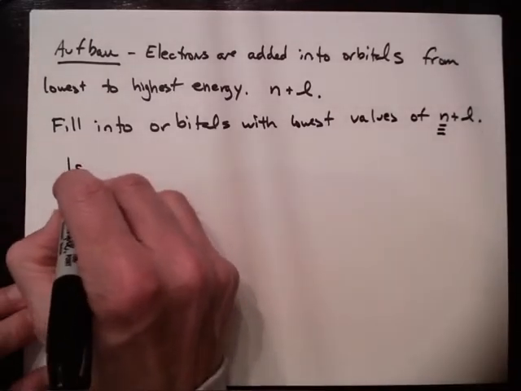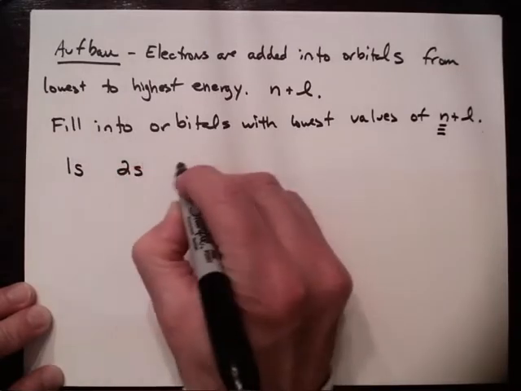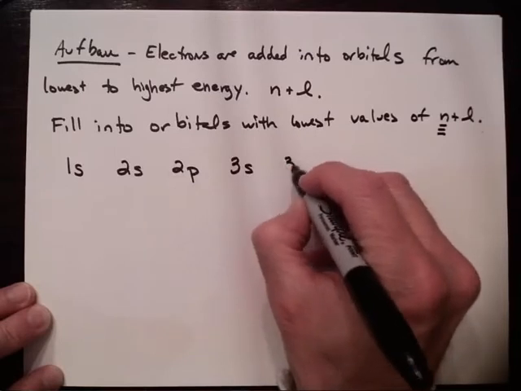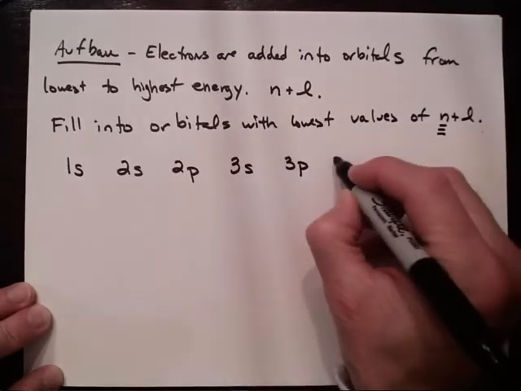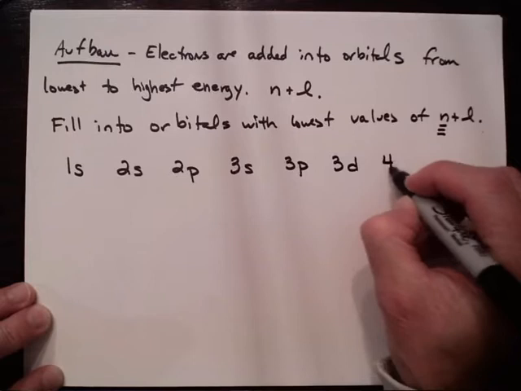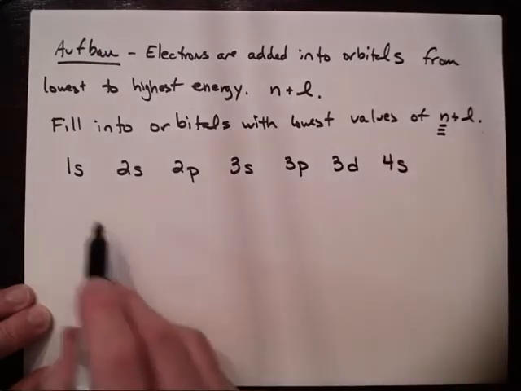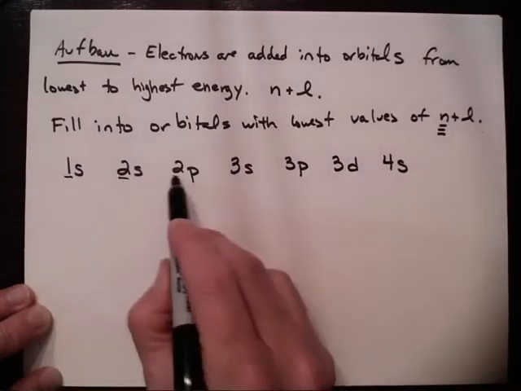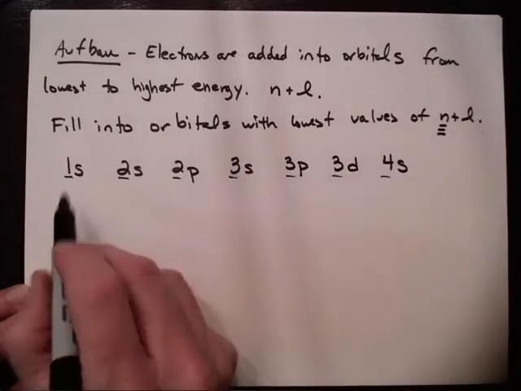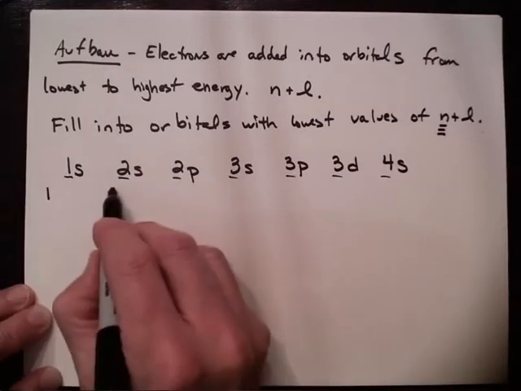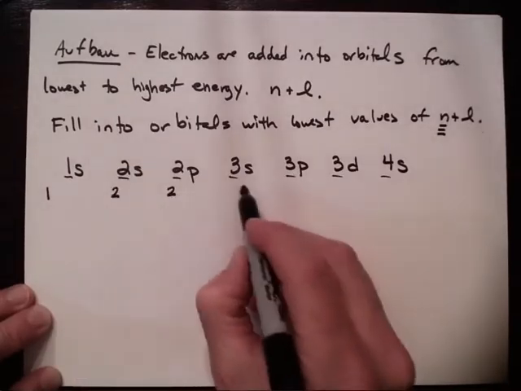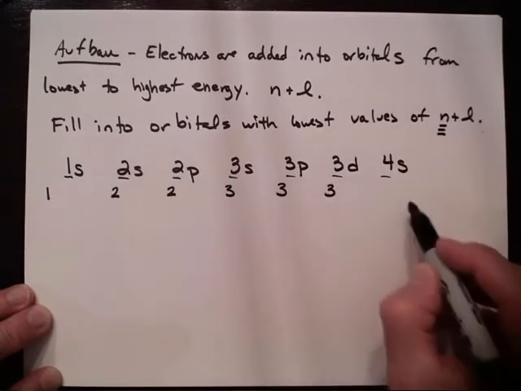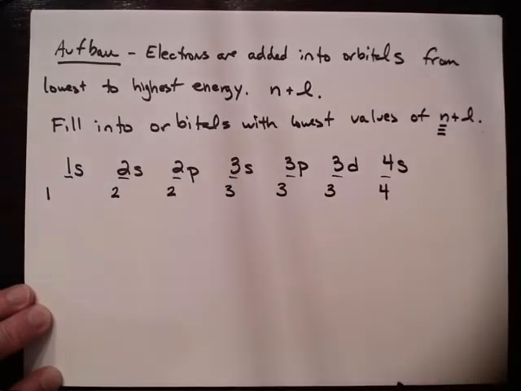Let's say we have a 1s orbital, and a 2s orbital, and a 2p orbital, and a 3s orbital, and a 3p orbital, and a 3d orbital, and a 4s orbital. To find the value of N for each of these orbitals, we just look at the number out in front. And so N is 1 for the 1s, N is 2 for a 2s, N is 2 for a 2p, N is 3 for a 3s, it's 3 for a 3p, it's 3 for a 3d, and it's 4 for a 4s.